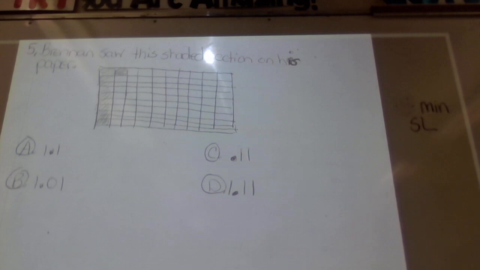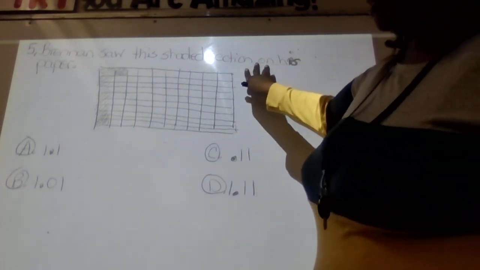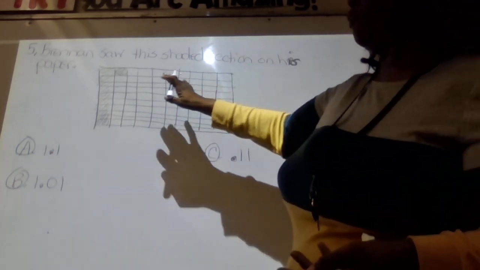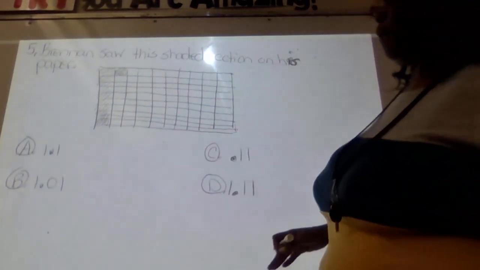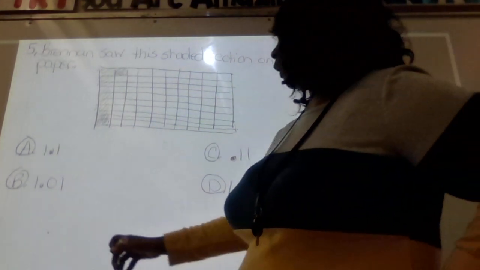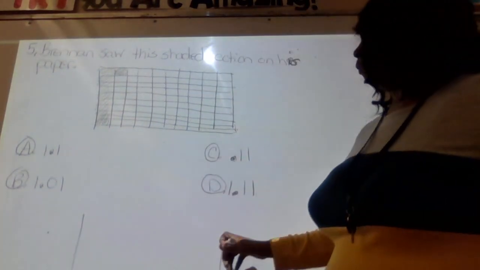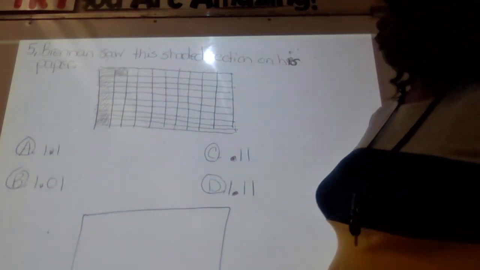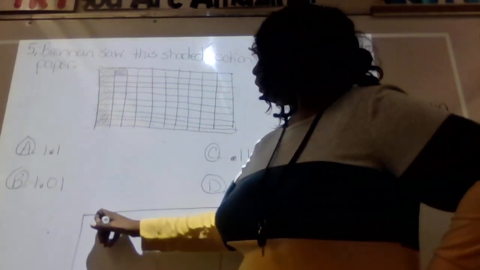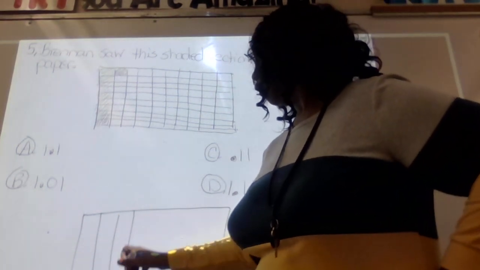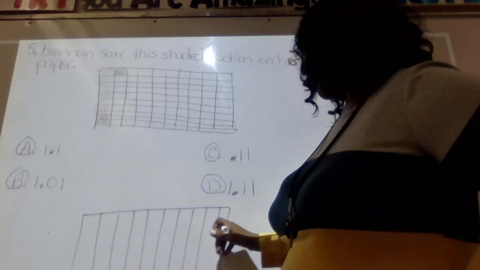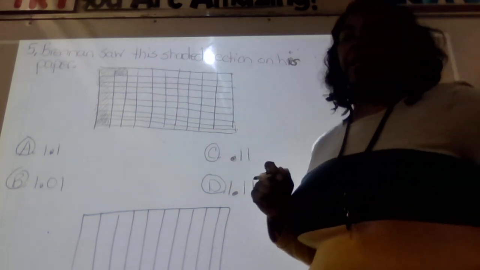Brennan saw the shaded section on his paper. And with that shaded section, we want to find what is equivalent to it. So we have here initially, and let me work back, this is our area box that we start with. And we're going to divide it into tens. 1, 2, 3, 4, 5, 6, 7, 8, 9. 9 lines will give me 10 boxes.